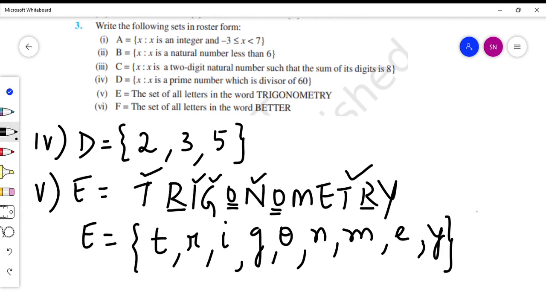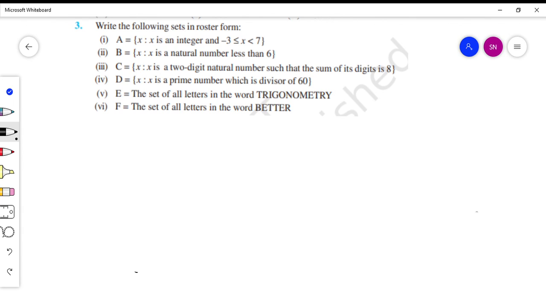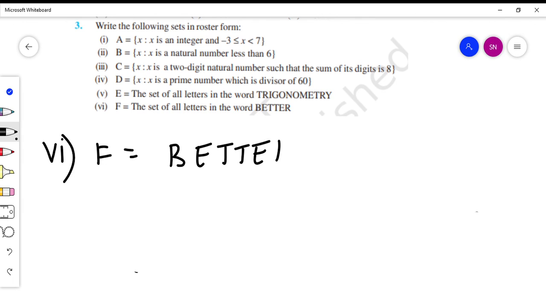We come to the last question of this part. I have set F is equal to set of all letters in the word BETTER. So the same concept. I'll just erase my screen so that it will be much easier for me to explain. So the sixth one depends upon the concept of the previous question. So I have set F is equal to, there is a word BETTER. If I have to convert this into roster form, here T is getting repeated twice, E is getting repeated twice.